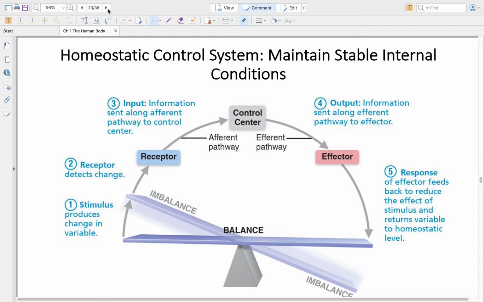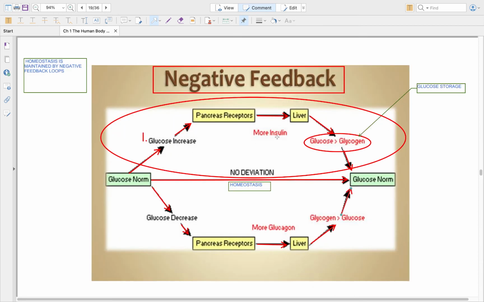Now, homeostatic control has these steps, right? The stimulus, the receptor detects a change. Then there's an input of information, meaning that there's going to be a control center, and it's usually the brain that tells everybody what to do. And the brain will tell the body, okay, go ahead and release this chemical, or go ahead and store away, take that glucose and put it away in the liver, and so on and so forth. And it communicates through things like insulin and glucagon.